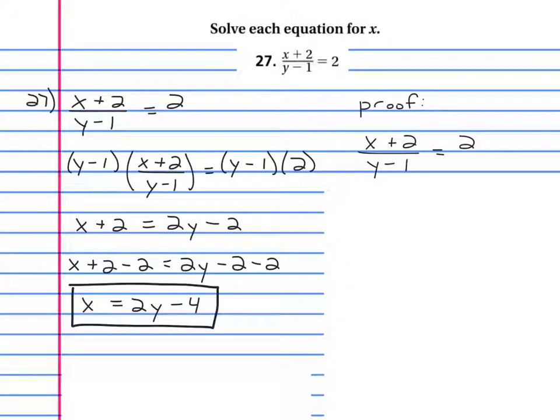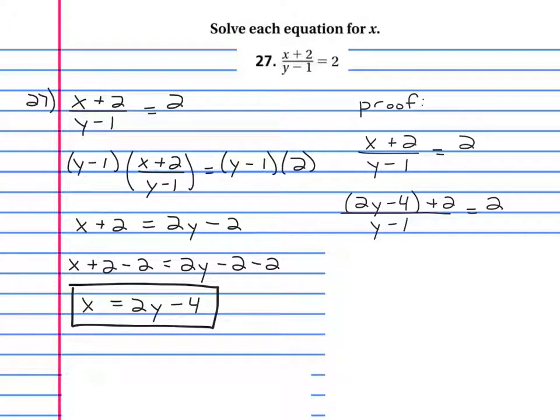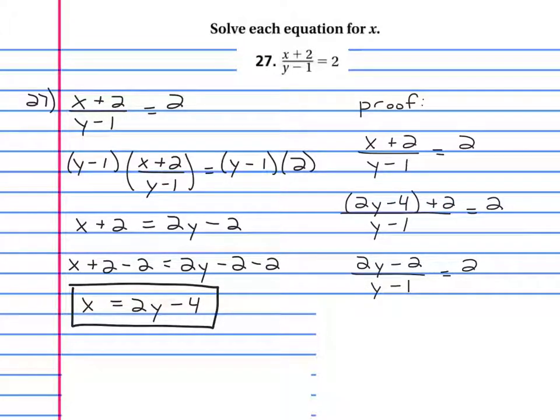So here's our original equation, unchanged at the start, and I'm going to replace x with what we found it's equal to, 2y minus 4. Okay? What do we have to do on this step? We need to simplify by adding 2 to this. What is 2y minus 4 and then plus 2? Well, then it becomes just 2y minus 2 all over y minus 1.